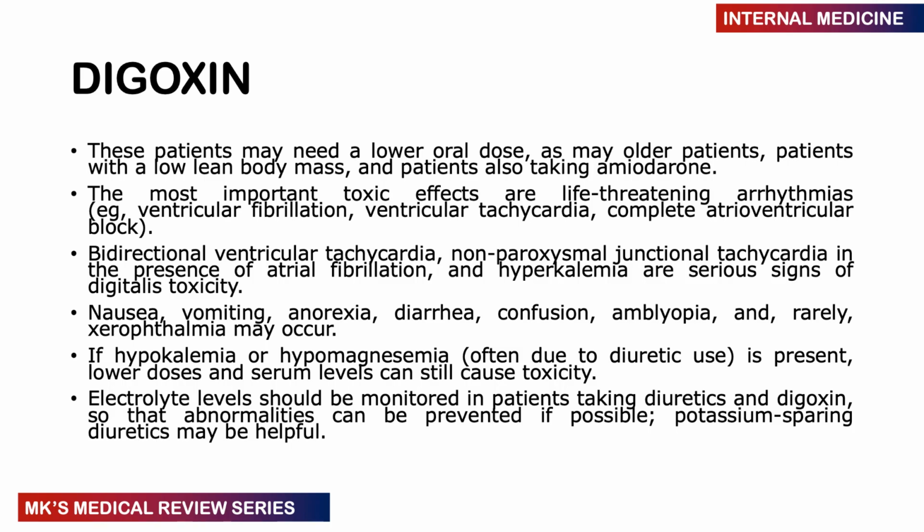The most important arrhythmias that you should fear are things like ventricular fibrillation, ventricular tachycardia, and complete atrioventricular blockade. You may have a bidirectional ventricular tachycardia and non-paroxysmal junctional tachycardia in the presence of an atrial fibrillation, and hyperkalemia. These are some of the side effects of the digitalis. Then you may have nausea, vomiting, anorexia, which I've talked about, diarrhea, confusion, amblyopia, and rarely xerophthalmia may sometimes be seen.